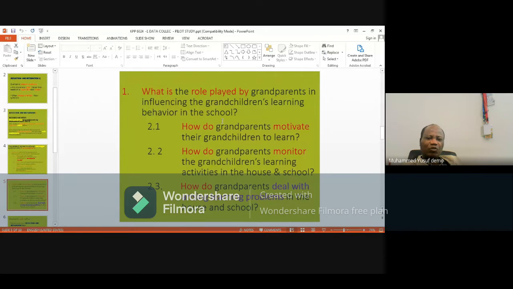So now we can see 2.1 here. We want to see motivation of the children. How do the grandparents motivate the grandchildren? As well as we want to see the monitoring aspect. We want to see how the grandparents monitor the progress of their children in terms of study, doing assignments.